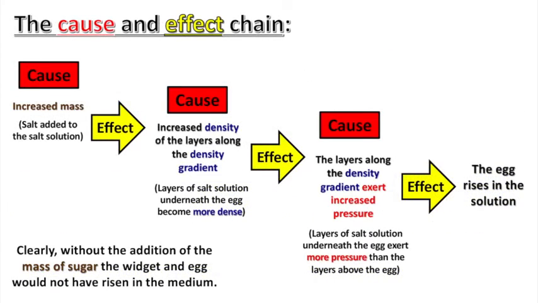The cause and effect chain. Increased mass, salt added to the solution, results in increased density of the layers along the density gradient. Layers of salt solution underneath the egg become more dense. The layers along the density gradient exert increased pressure. Layers of salt solution underneath the egg exert more pressure than the layers above the egg. The effect is the egg rises in the solution. Clearly, without the addition of the mass of sugar, the widget and egg would not have risen in the medium.